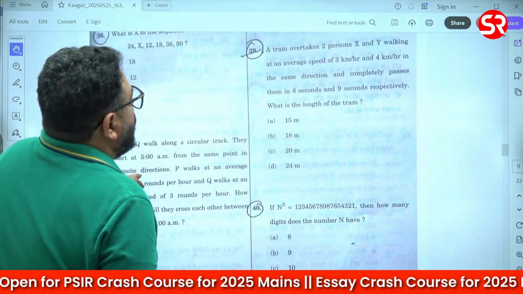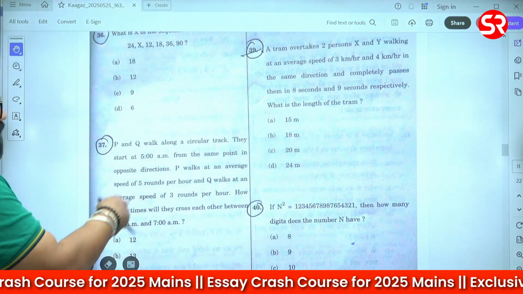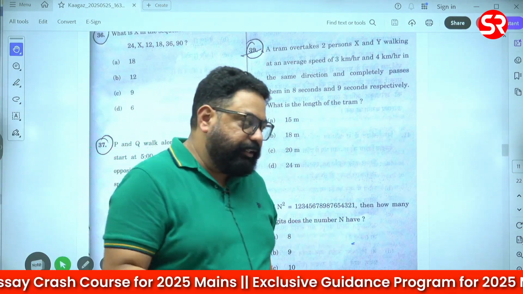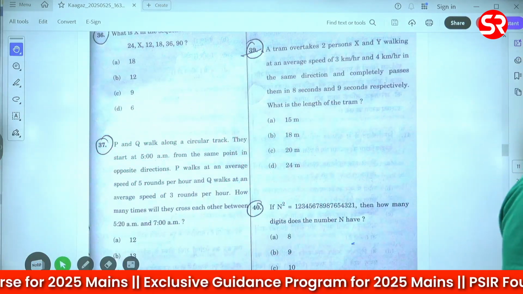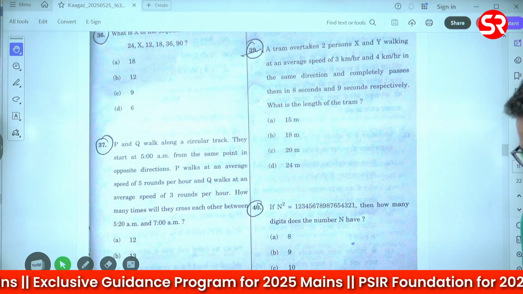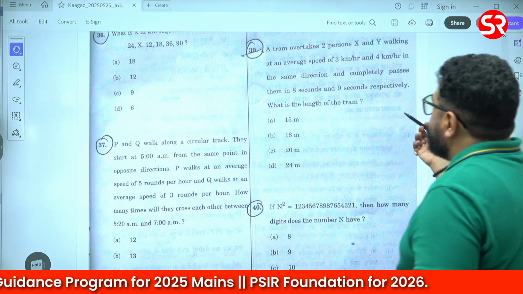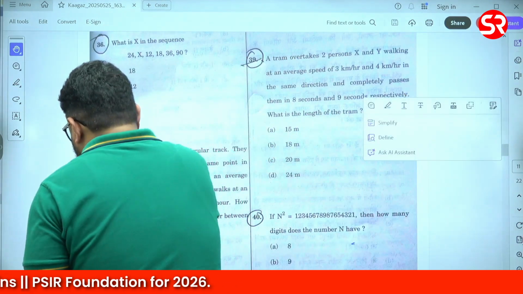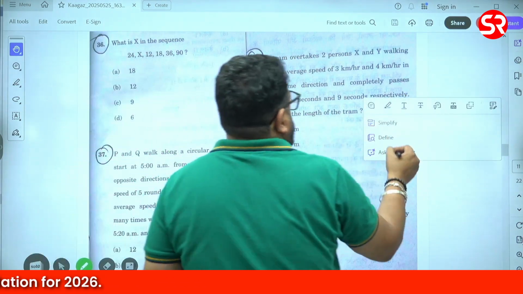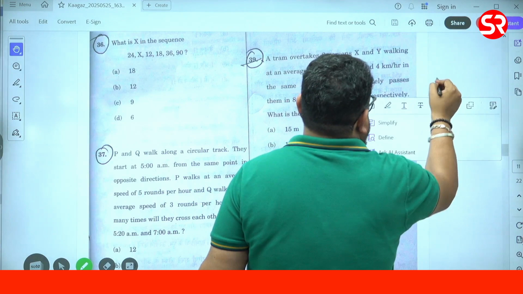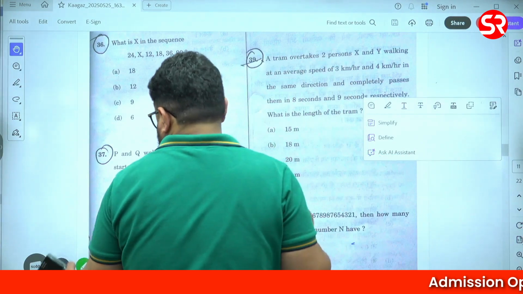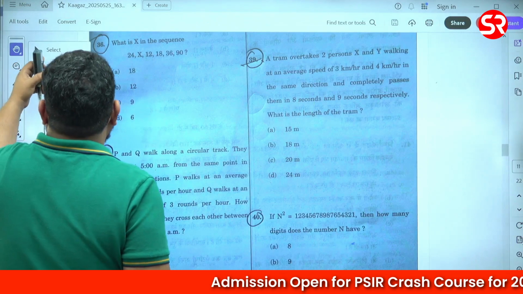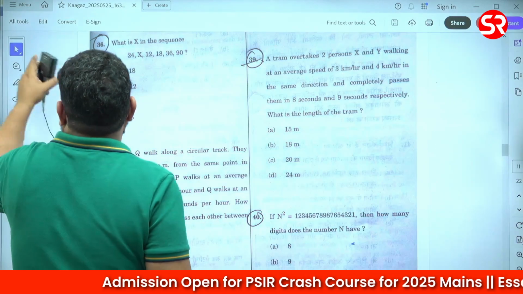A tram overtakes, same question we have done, exactly ditto the same question in the classroom. I can assure you that we have done it. So I just take 2% x. It needs to be solved, but I am writing it.